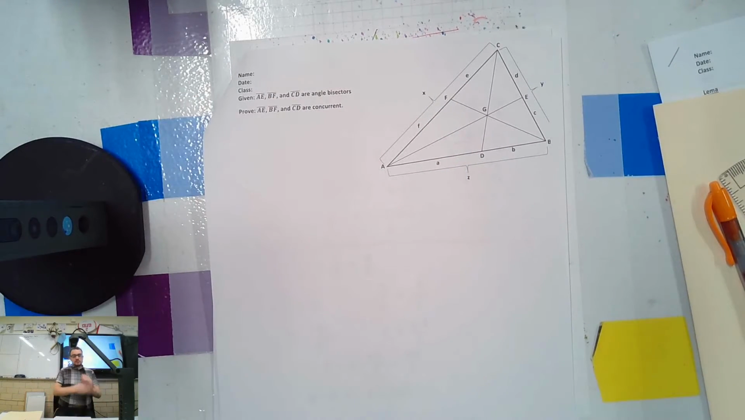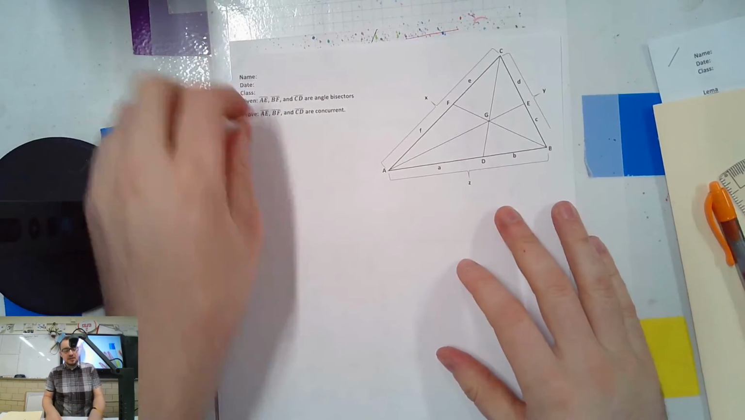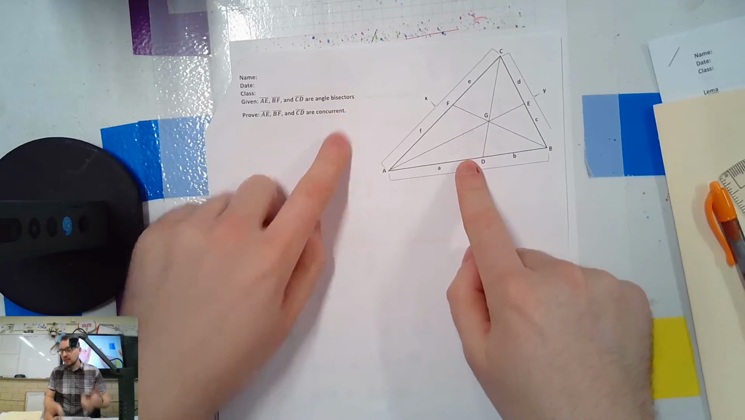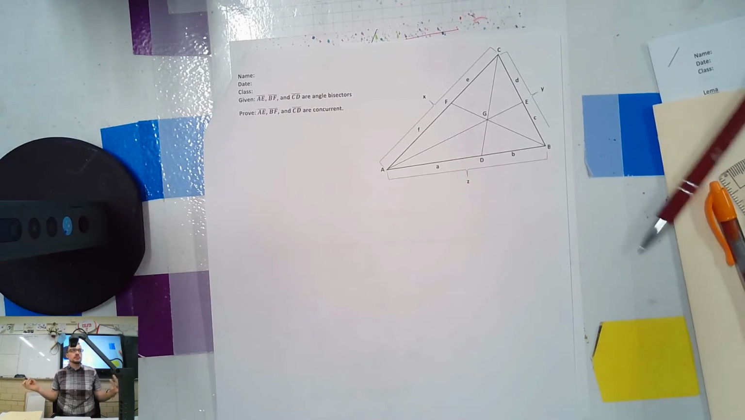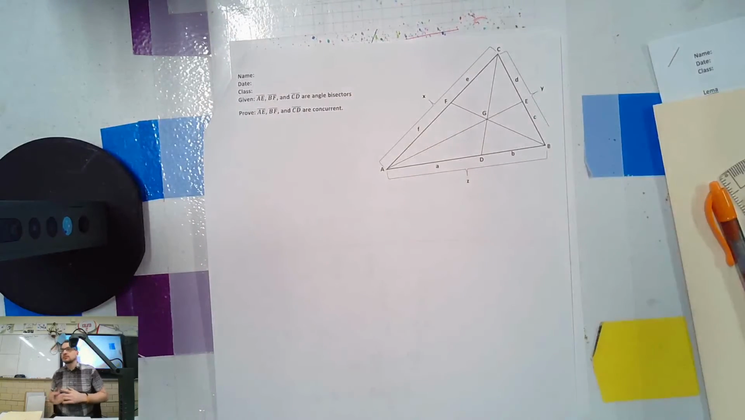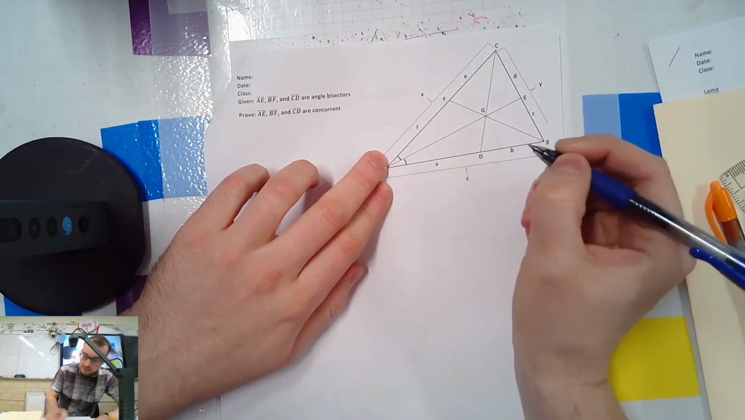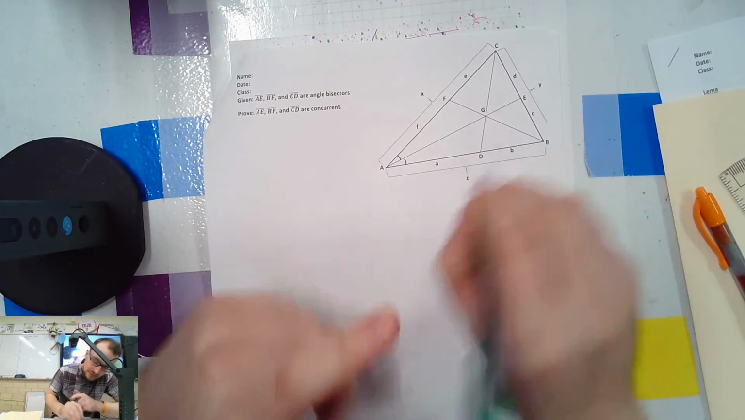All right, so let's just take a look at this before I decide to get into it or not. They tell you that these are all angle bisectors, right? So if we know that these are all angle bisectors, what can we add to our diagram? A lot of congruent angles, right? So if this is an angle bisector, then this is true. And this is true.